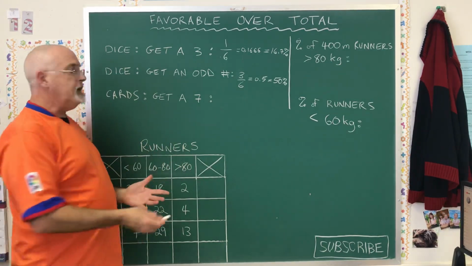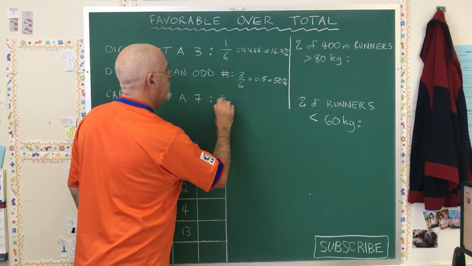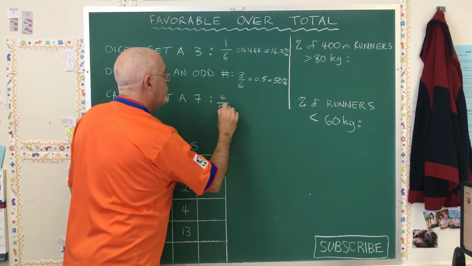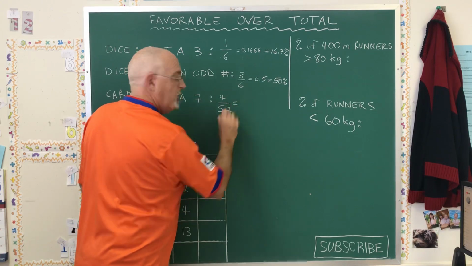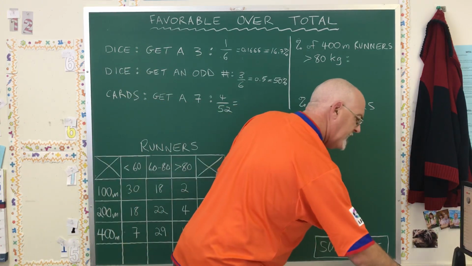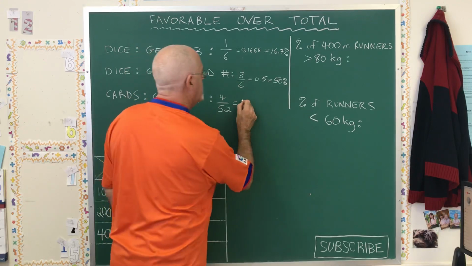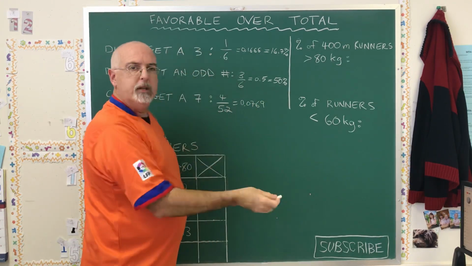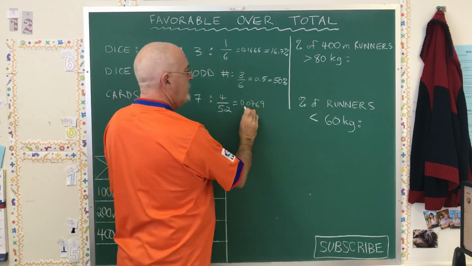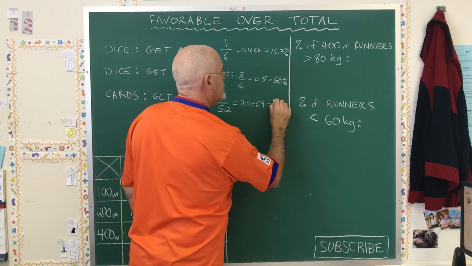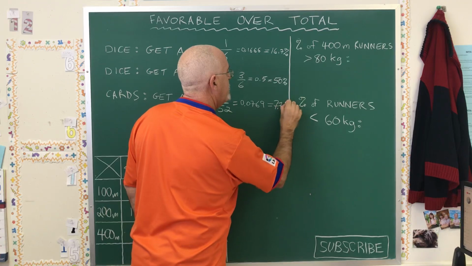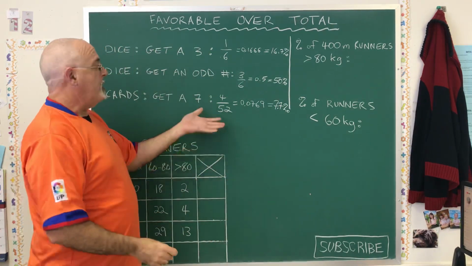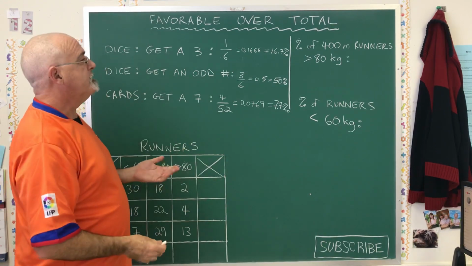There are 4 7s in the deck of cards, so the favorable is 4. The number of cards is 52, so we have 4 over 52. When we divide that, we get 0.0769 as the first 4 digits in our answer. And then when we multiply by 100, that tells us we have a 7.7% chance of getting a 7 when we pick randomly from a deck of cards.